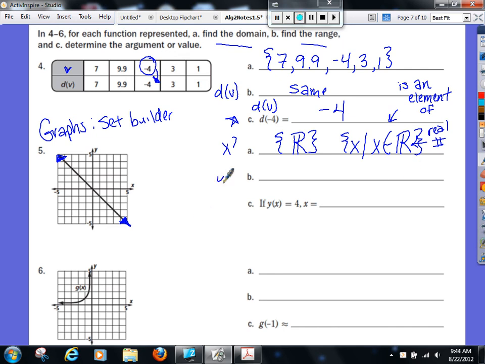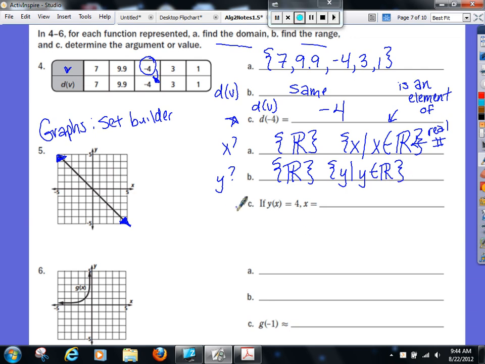B, what is the range? What can y be? This is going up and down now because y is up and down. What values will I get? I'm going to get all sorts of positive values up here, all sorts of negative values down here. There's no stoppage in the line. Anything is for grabs. So again, this is all real numbers. Set of all y such that y is an element of the real numbers.